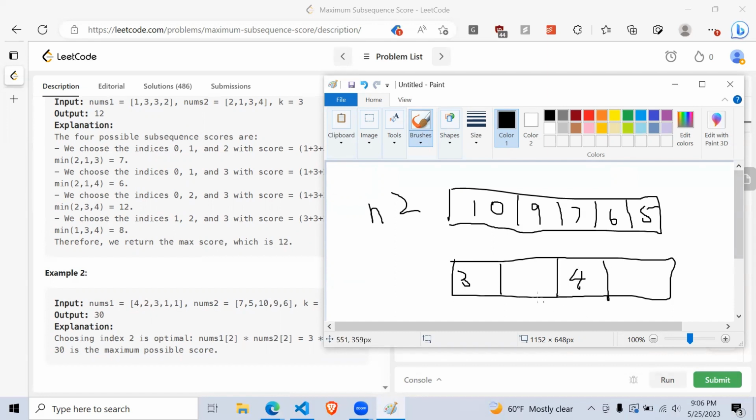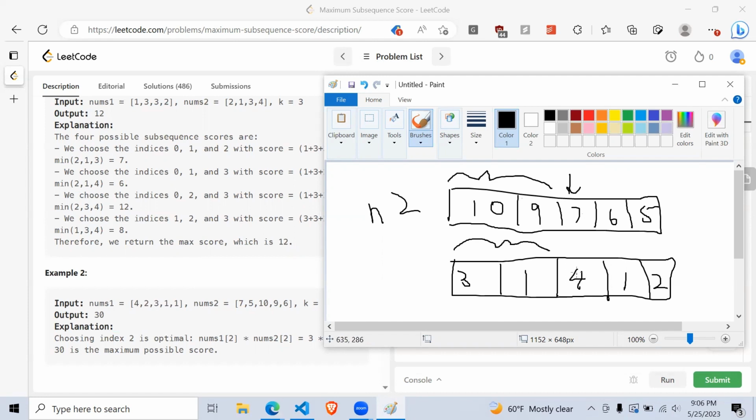9 is 1, 6 is also 1, and 5 is 2. Okay. So as I mentioned before, let's say k equals 2, right? And so we'll build our heap starting from 2, because it has to be of length k. So we'll first build our heap with these two. Okay, now we move on to 7, right?